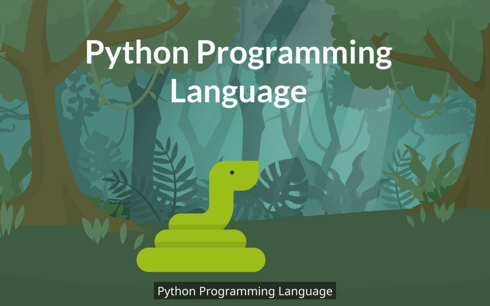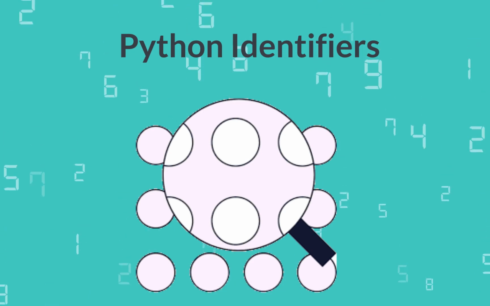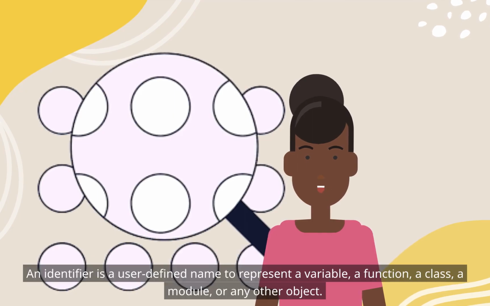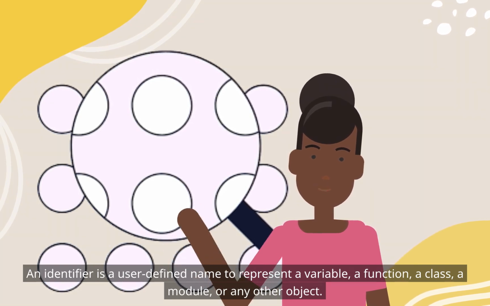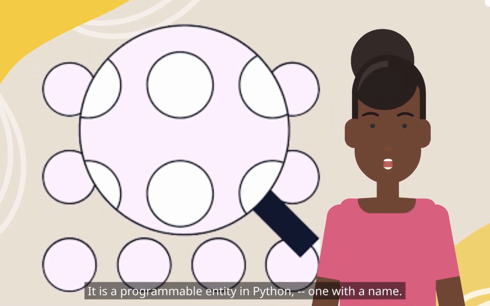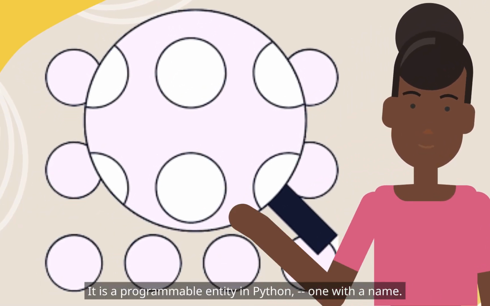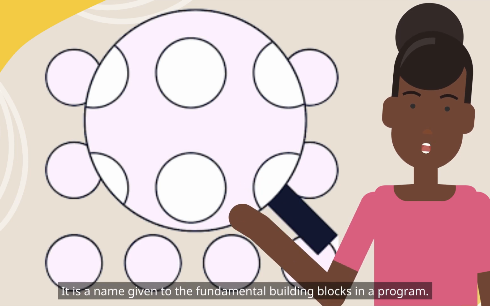Python programming language. Python identifiers. An identifier is a user-defined name to represent a variable, a function, a class, a module, or any other object. It is a programmable entity in Python, one with a name. It is a name given to the fundamental building blocks in a program.